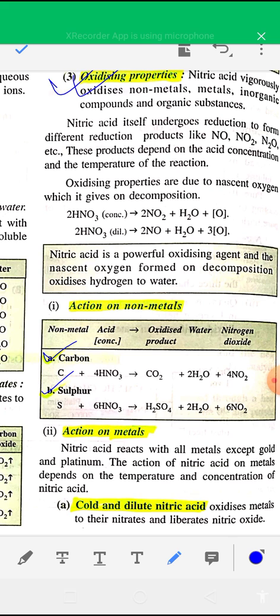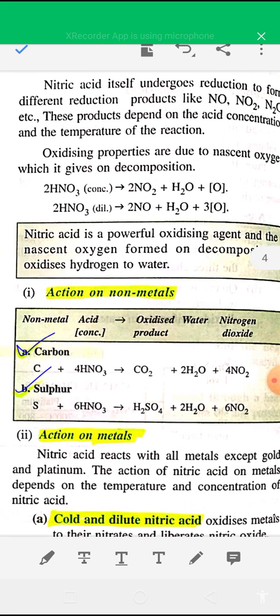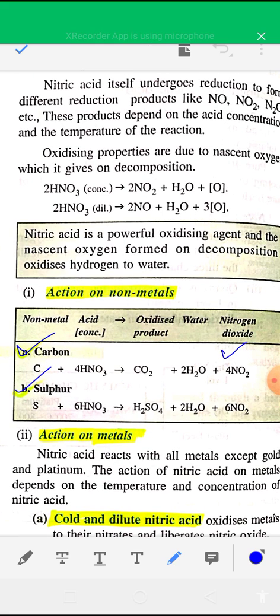So when carbon, sulfur, these non-metals react with nitric acid, you will get nitrogen dioxide gas and water vapor. When carbon reacts with nitric acid, you will get carbon dioxide, water vapor, and nitrogen dioxide.